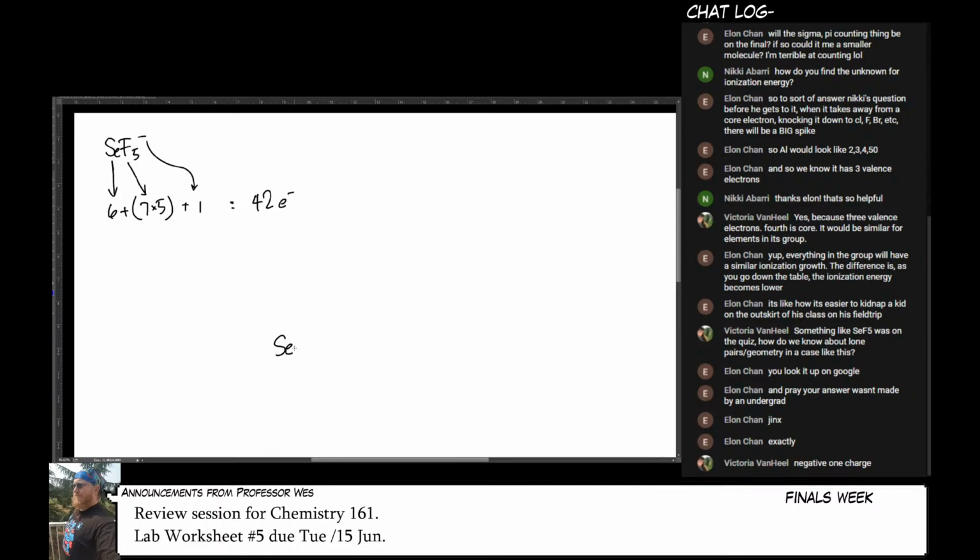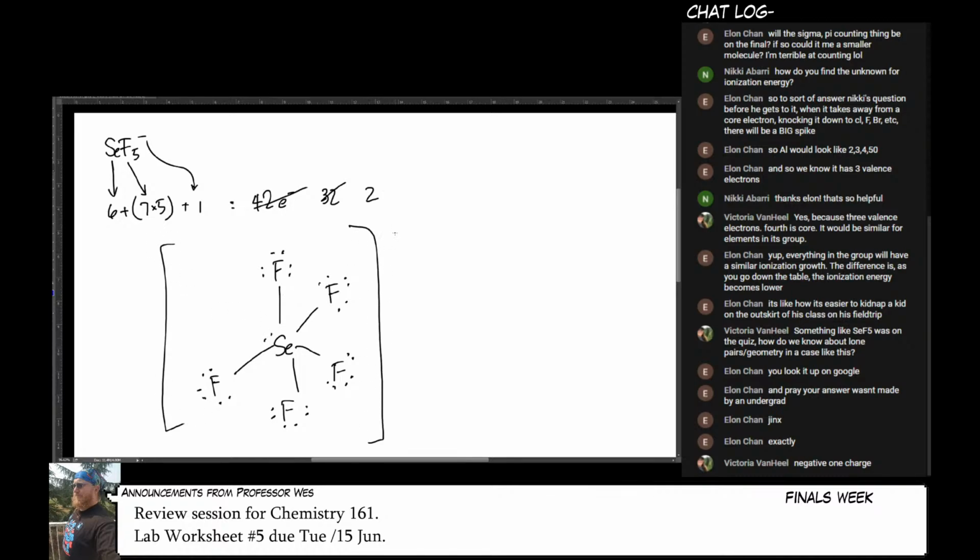So selenium goes in the middle, and then I'm just going to put F's all over the place. So 2, 4, 6, 8, 10, 12, 14, 16, 18, 20, 22, 24, 26, 28, 30. So that's 30, and I have 2 left. There we go. So there's my structure. I don't need to make double bonds because everything has an octet.